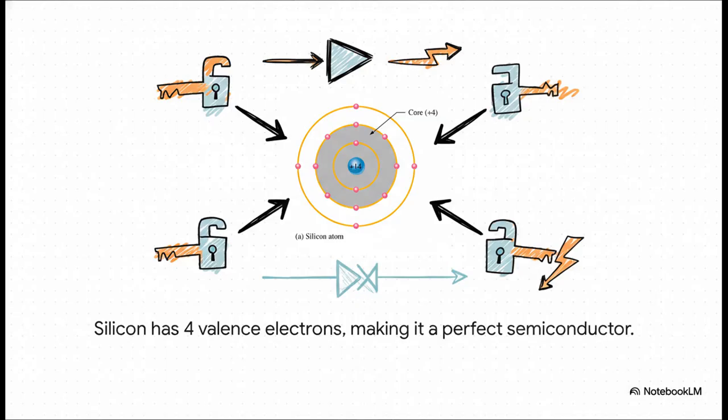Which brings us to our star player, silicon. So why silicon? Well, look at this. It has exactly 4 of those valence electrons. Not one, like you'd find in a great conductor like copper, but 4. And that number, 4, is the magic number. It's what makes silicon so special. It makes it a semiconductor.